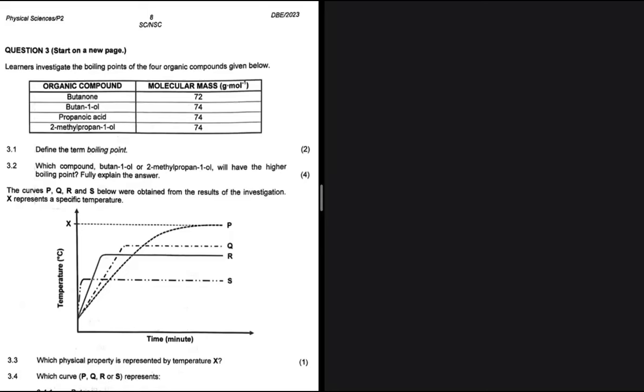And then the first question, 3.1, define the term boiling point. It is the temperature at which the vapor pressure is equal to the atmospheric pressure. That's what we refer to as the boiling point, right? It is not the temperature where liquid turns into gas. No, we don't say that anymore.